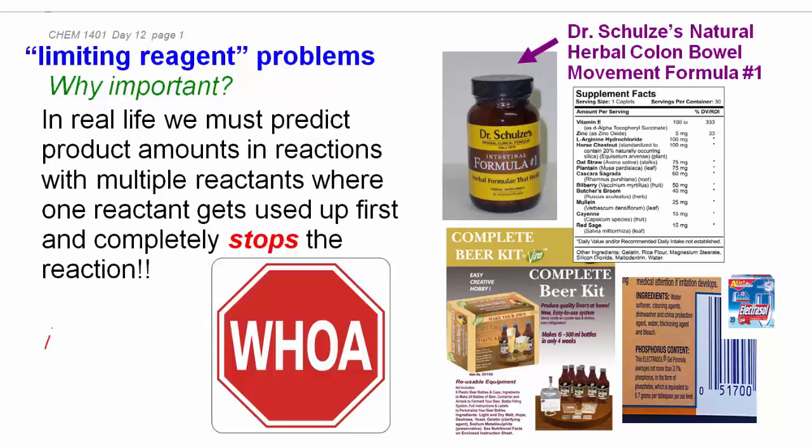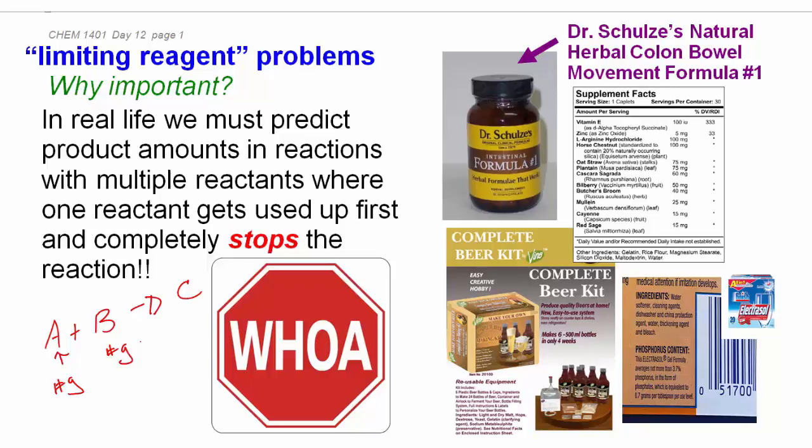Limiting reagent problems. Let's say you have a reaction, A plus B goes to C, and you dump in a beaker so many grams of A and so many grams of B. What are the odds that you added the exact right amount of A and B so that there's no waste at all, that all of A and all of B reacted? Oh, that's never the case. There's always one or the other left over.